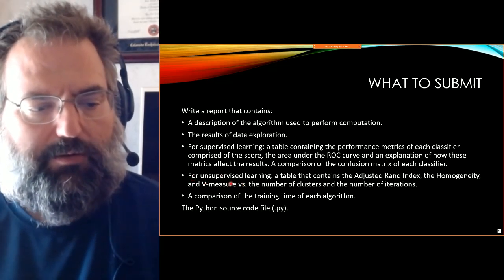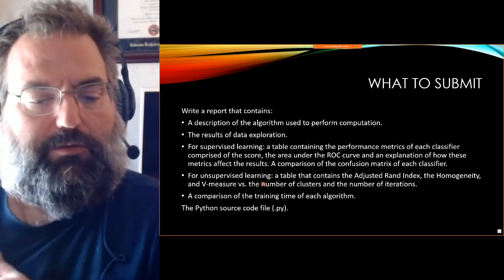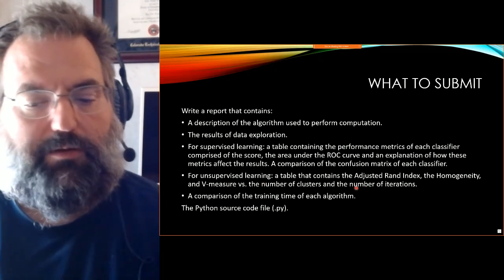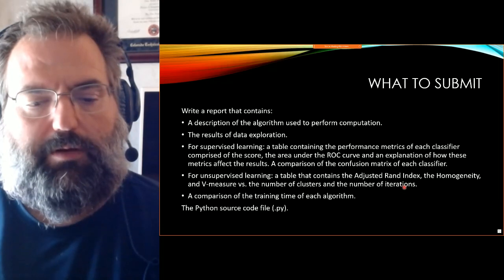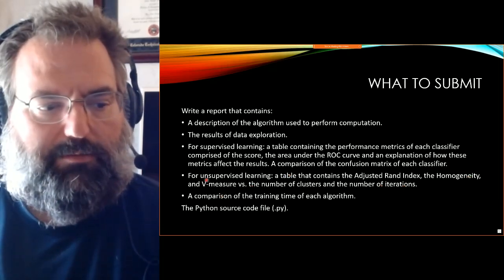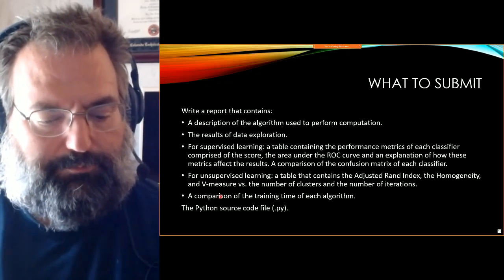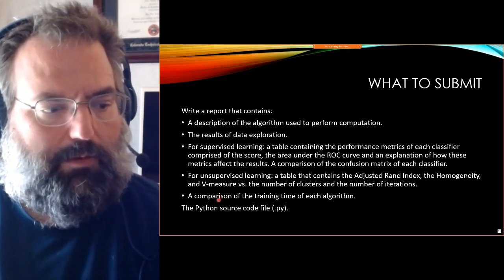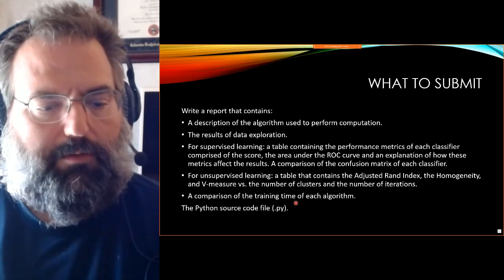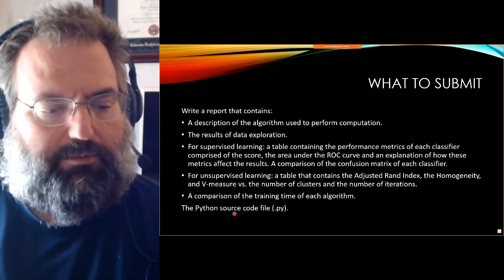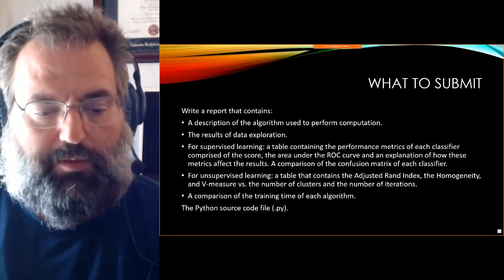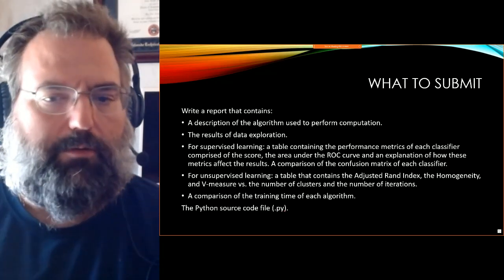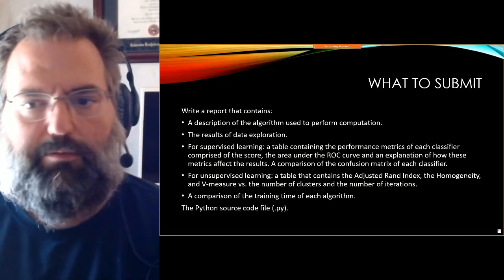For unsupervised learning, a table containing the adjusted rand index, the homogeneity, and v-measure versus the number of clusters and the number of iterations. So this is kind of telling you rows and columns. You can kind of piece that together. A comparison of the training time of each algorithm, and then the Python source of the code that you write. So basically your .py file. Or it's perfectly fine to turn in a Jupyter Notebook as well, if you're so inclined.